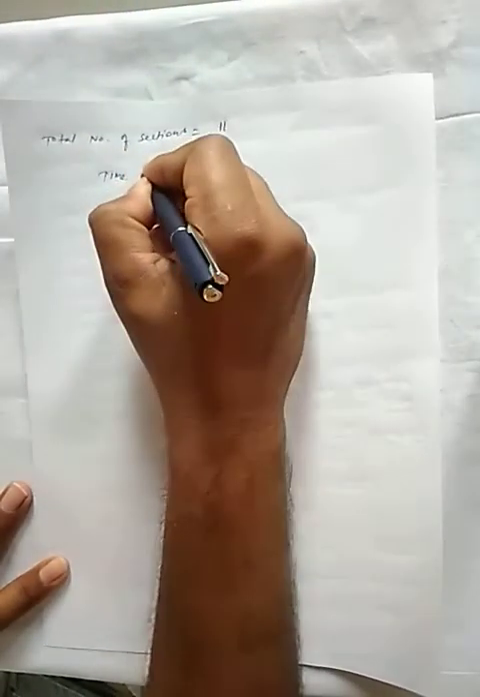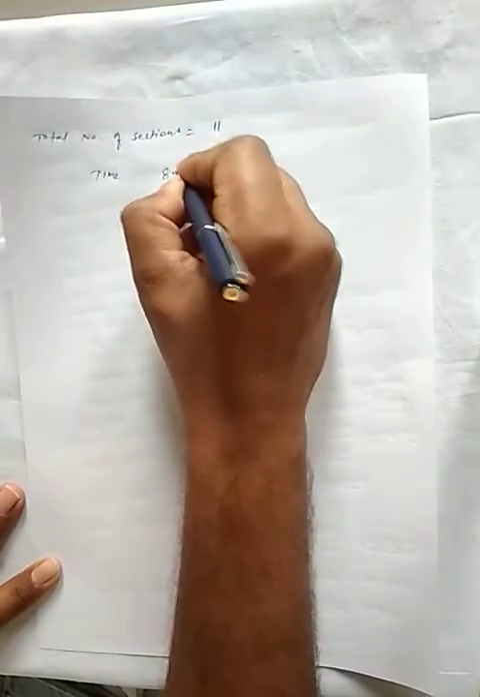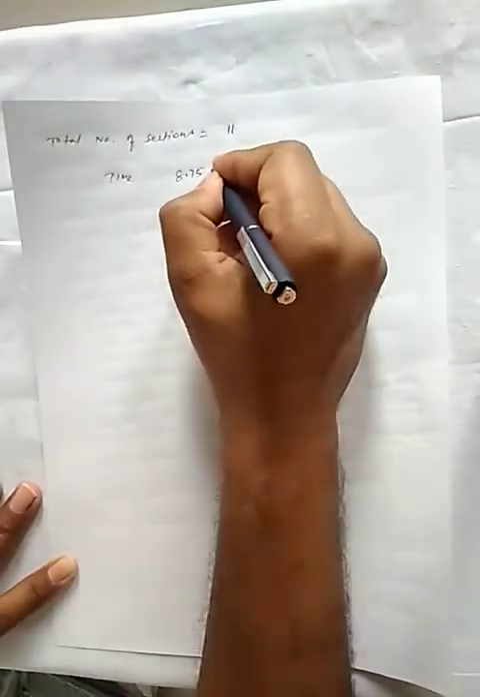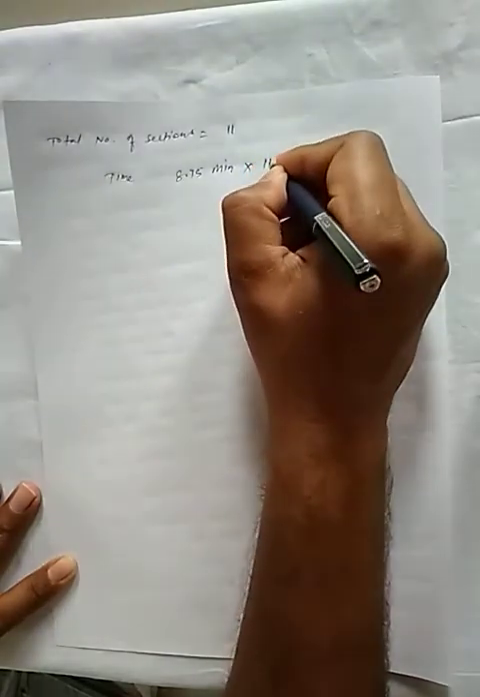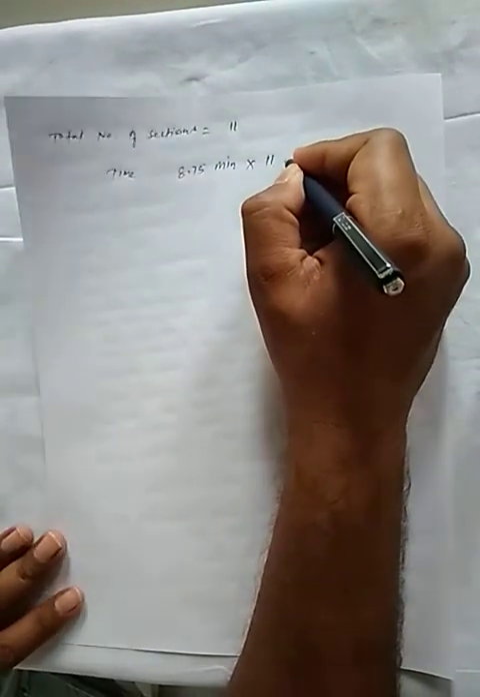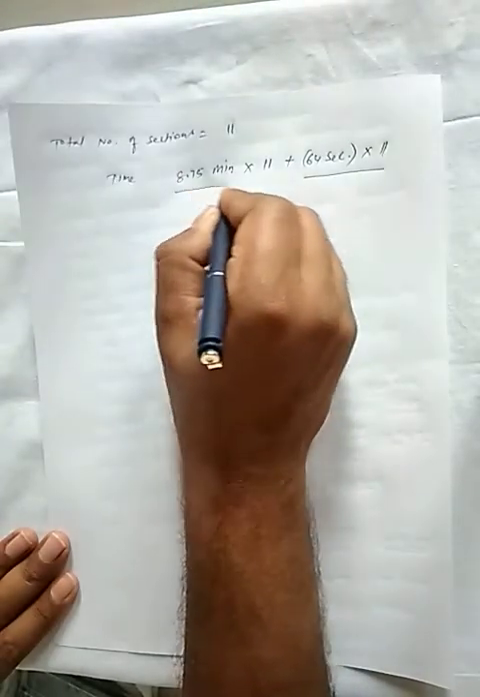So now we can calculate time. 8.75 minutes are required to prepare one section. Here we have 11 sections, and the stoppage time is 64 seconds multiplied by 11. So this is our stoppage time, and this is our running time.